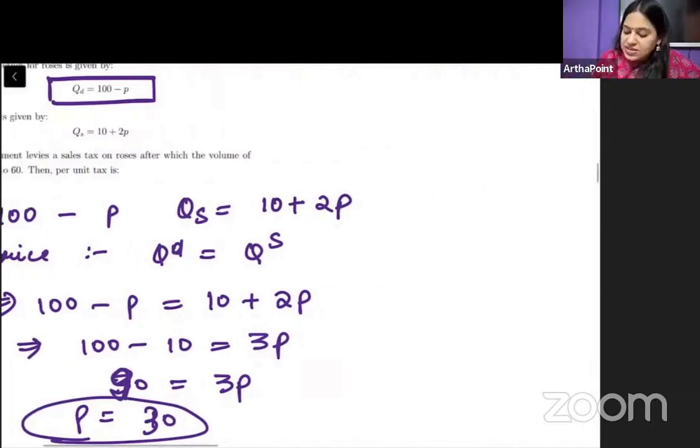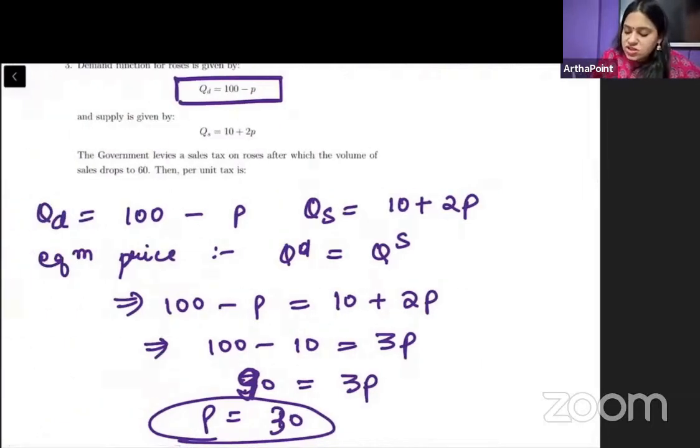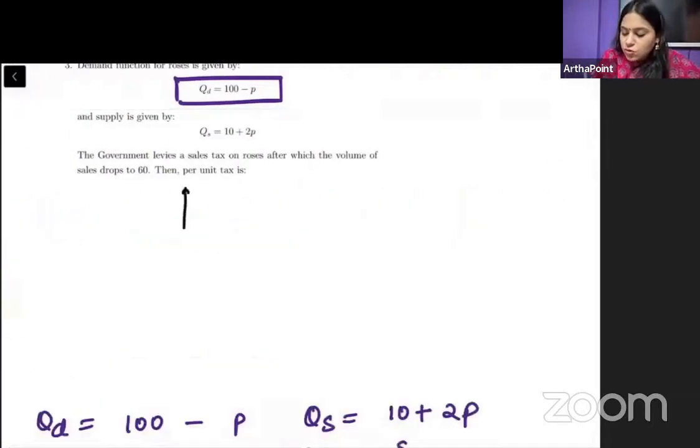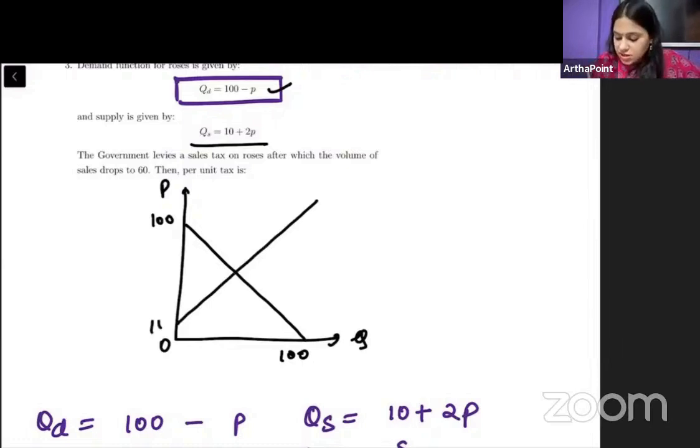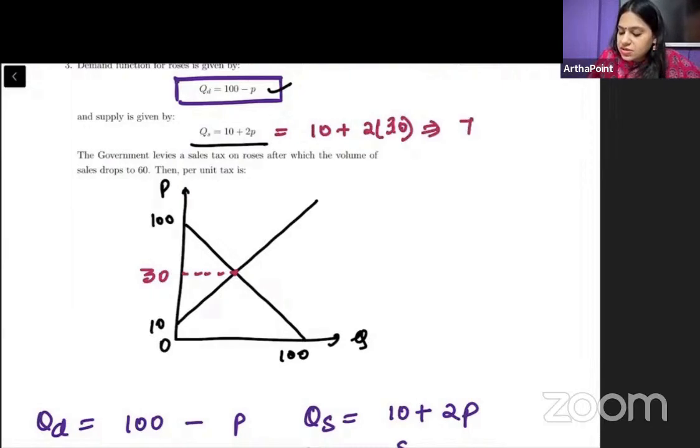ठीक है? So basically, if I just go ahead and plot these two, we know that this is going to be 100 and 100 here, quantity, price. And this is going to start from 10 and it is going to be upward sloping. This is 10. So we have understood initially that my equilibrium price is coming out as 30. And if my equilibrium price is 30, what will be my equilibrium quantity? It is going to be 70.